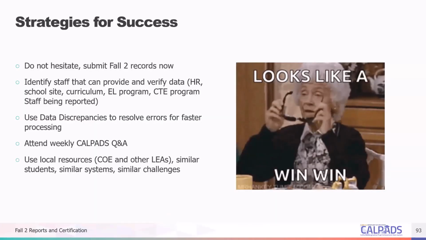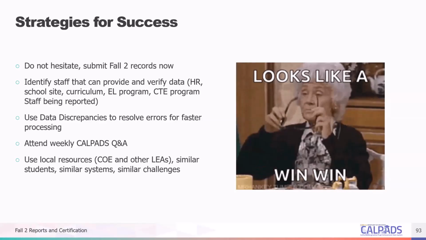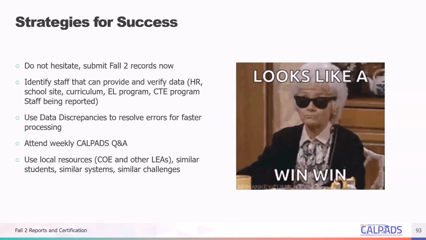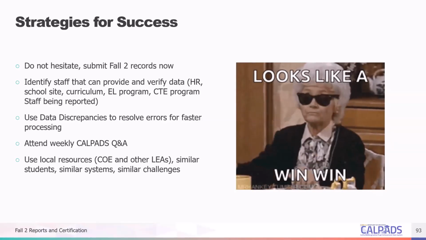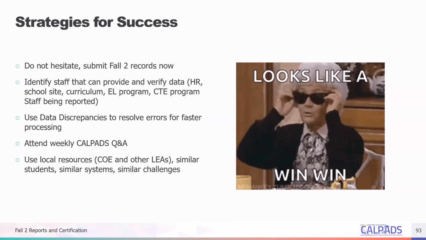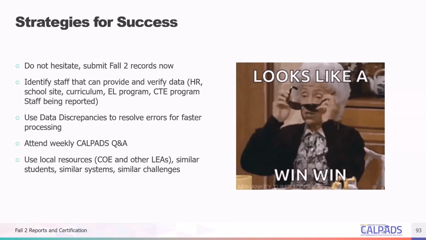Let's talk about some strategies for success. Do not hesitate to submit your Fall 2 records now. Because this is a recorded training, you can view it well in advance of the live training, and you can get started in 2025, not 2026.